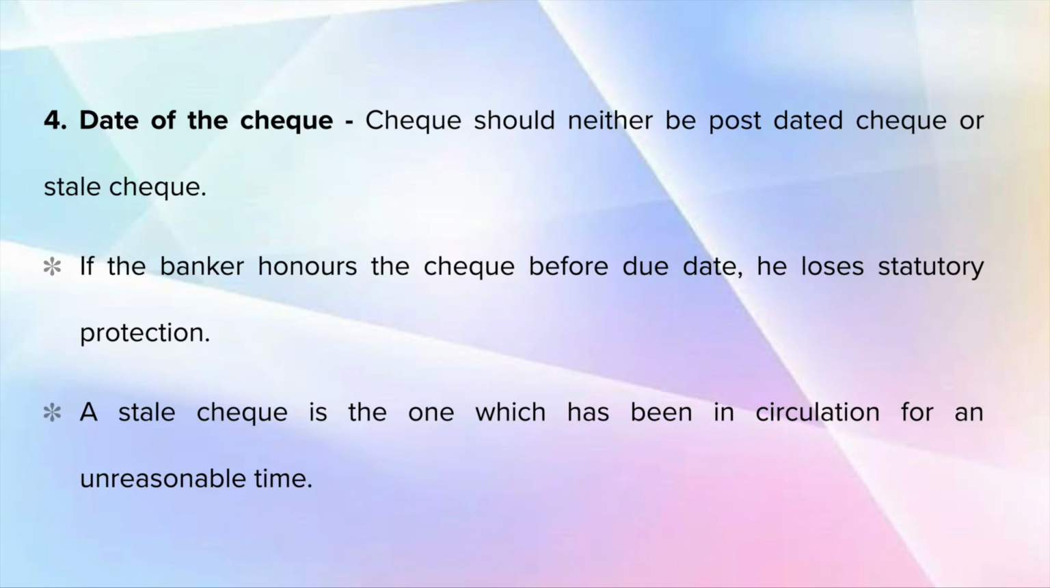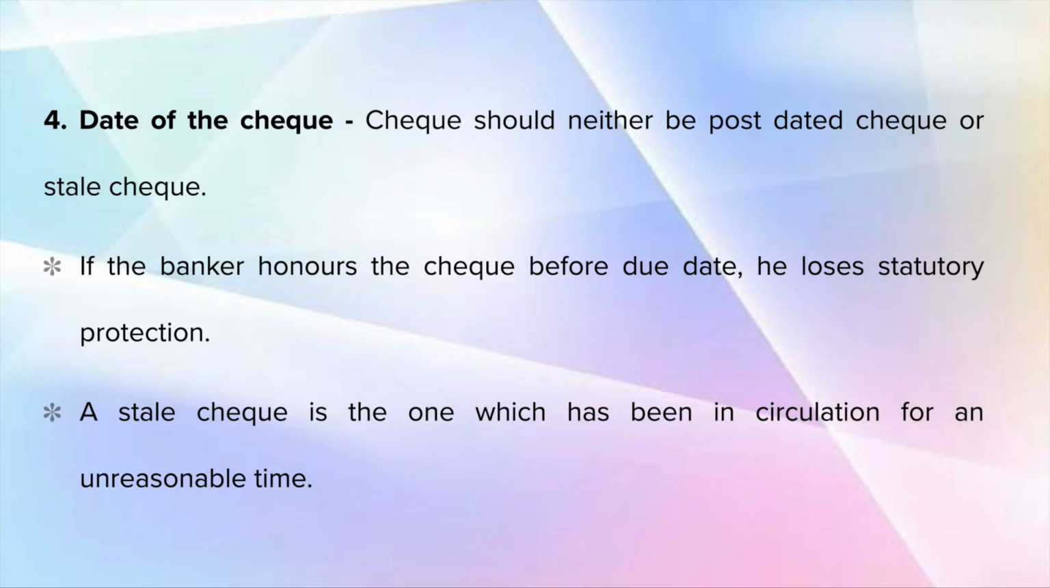Clear? The second category is stale check. It is the one which has been in circulation for an unreasonable time, right? This very rarely happens, okay? Because anybody who receives the check would definitely want to encash it, right? Or at least get it credited to their account. But there are certain checks which are in circulation for an unreasonable time.